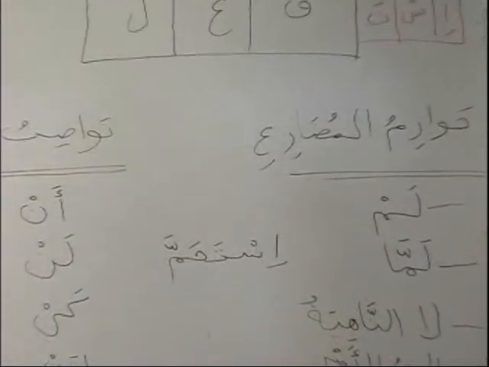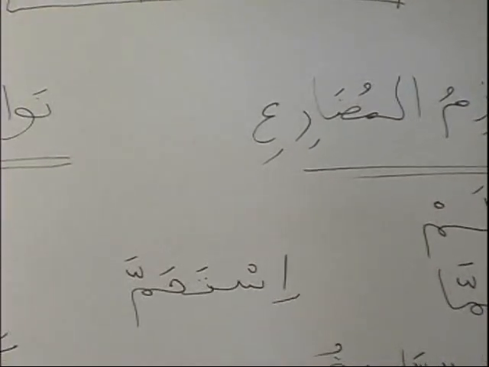Istahamma. Yastahimmu. Let us conjugate this, brother and sister. Istahamma, istahammu, istahammat, istahammata, istahmamna. We break it. Why did you break it, brother?